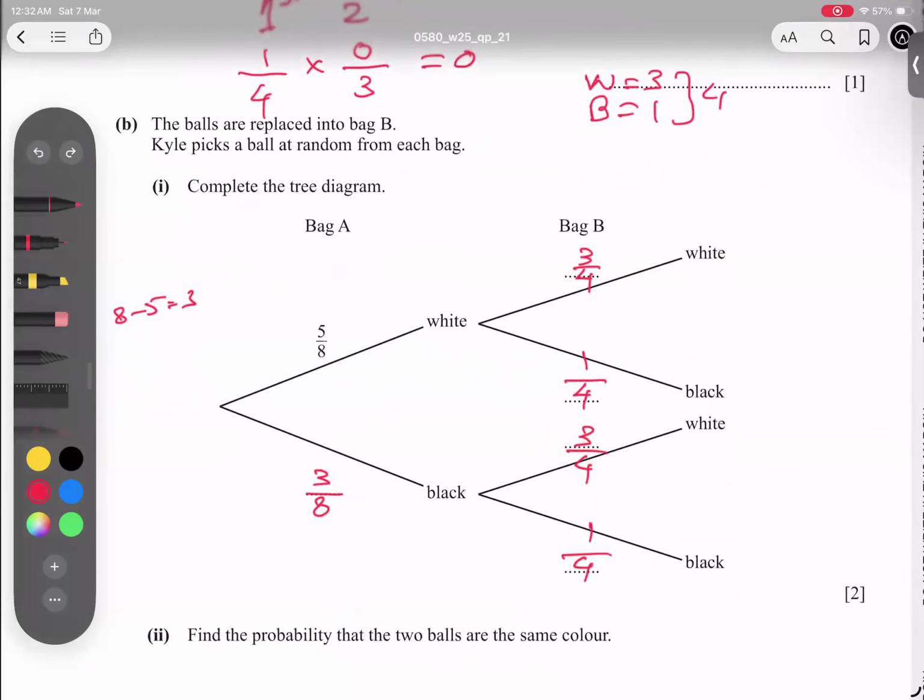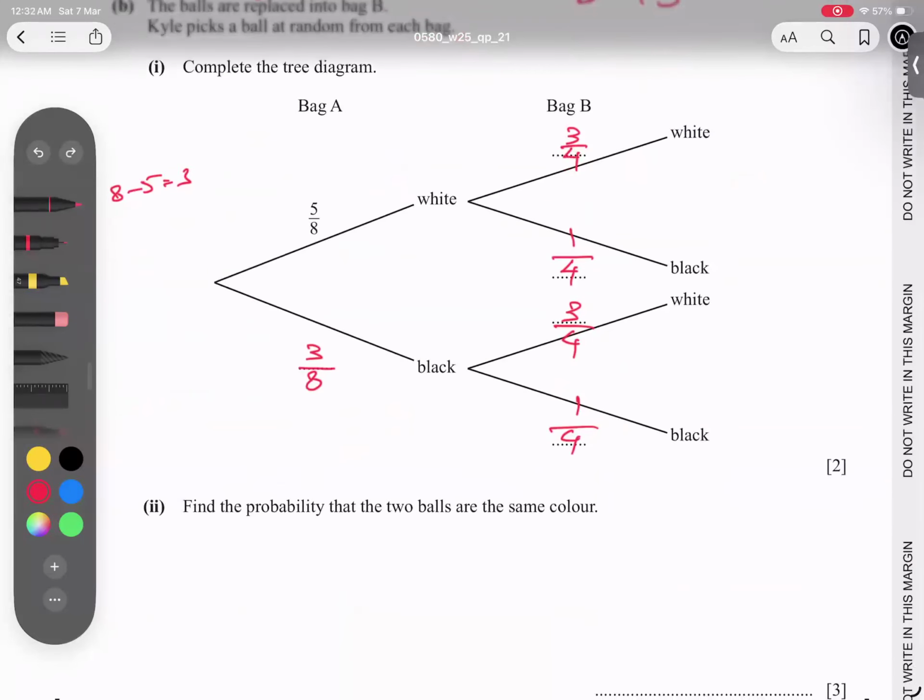I think that's clear. And now what is it asking for? The probability of two balls of the same color. Same color means both white and both black. White, white, black, black. So what is the way of the answer? 5 by 8 into 3 by 4 plus 3 by 8 into 1 over 4.